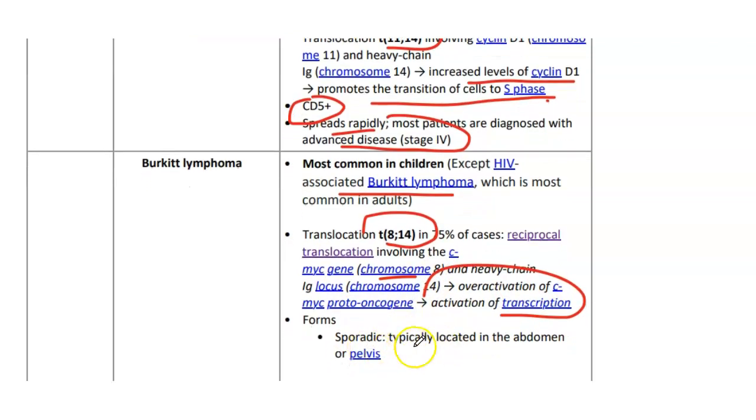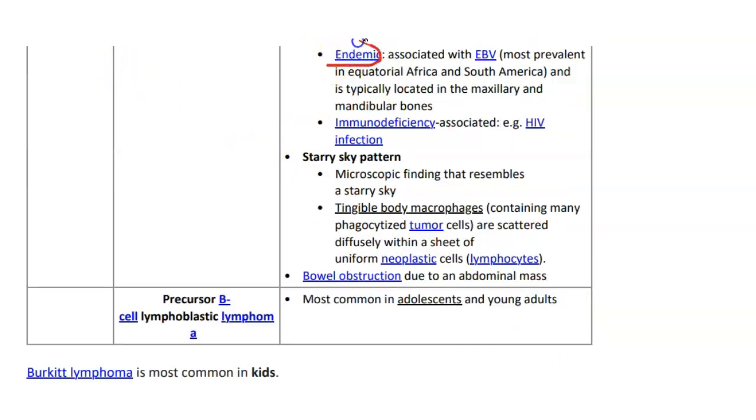Forms we have sporadic, typically located in the abdomen or pelvis. Second type is endemic, which is associated with EBV. Most prevalent in Africa and South America and is typically located in the maxillary and mandibular bone. Immunodeficiency-associated is seen, for example, with HIV infections.